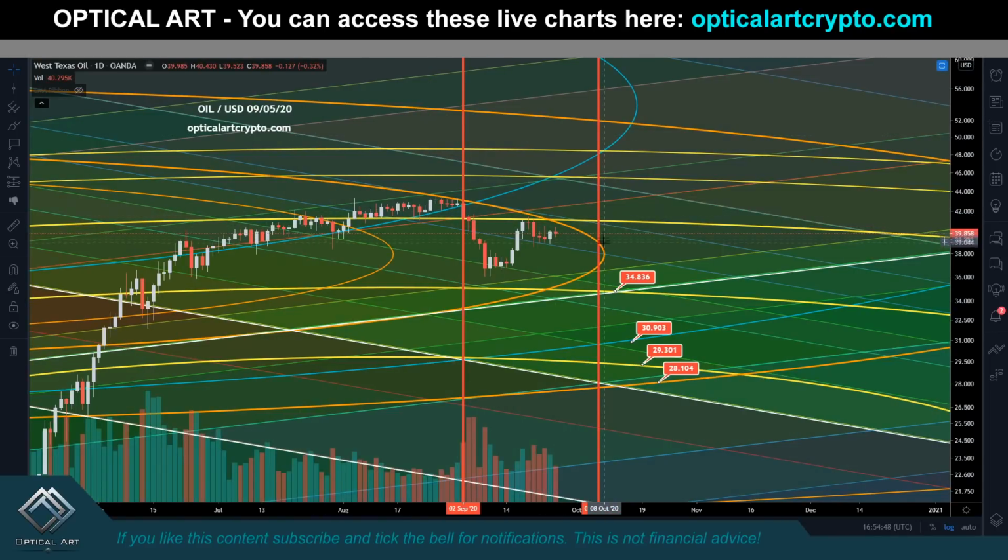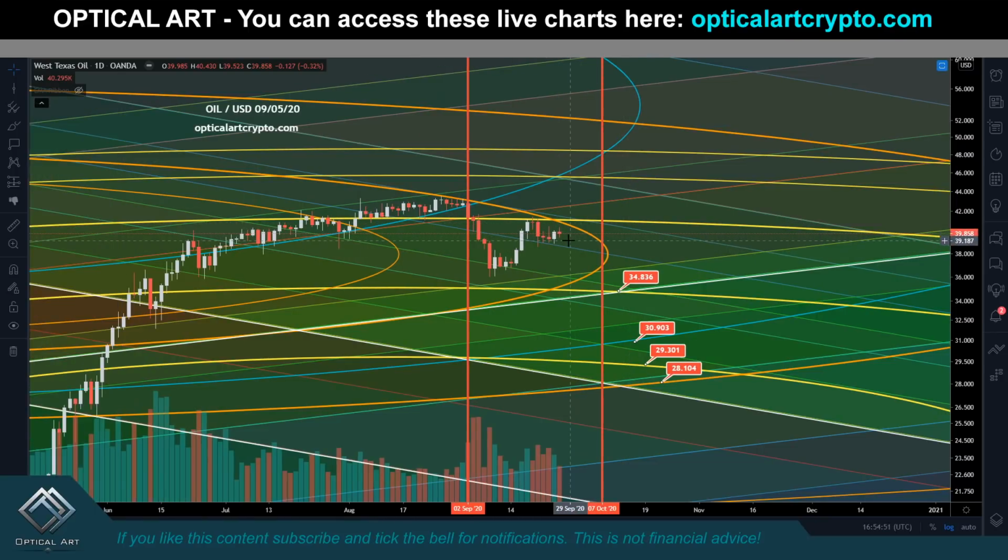So I just wanted to point that out. Something's going to happen with oil. Pay attention to this chart. This is his name right here, USD 9520.